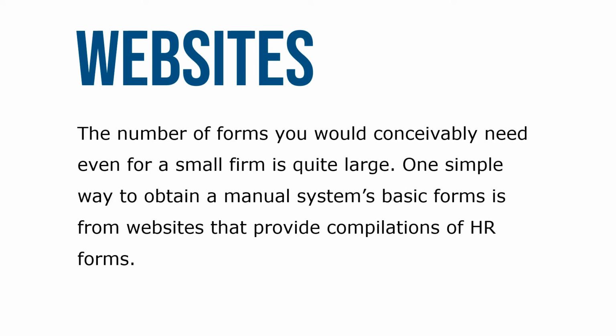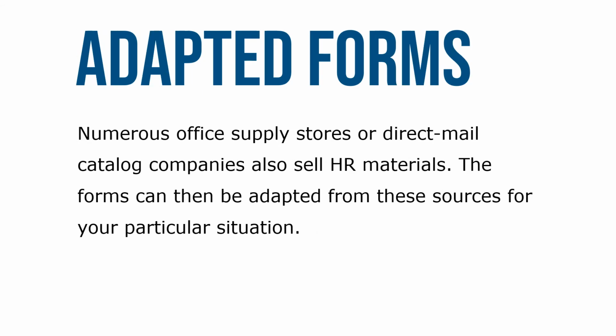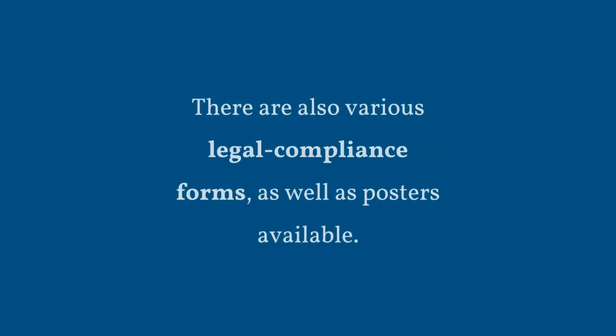One simple way to obtain a manual system's basic forms is from websites that provide compilations of HR forms. Numerous office supply stores and direct mail catalog companies also sell HR materials. These can be adapted from their sources for your particular situation. There are also various legal compliance forms as well as posters available.